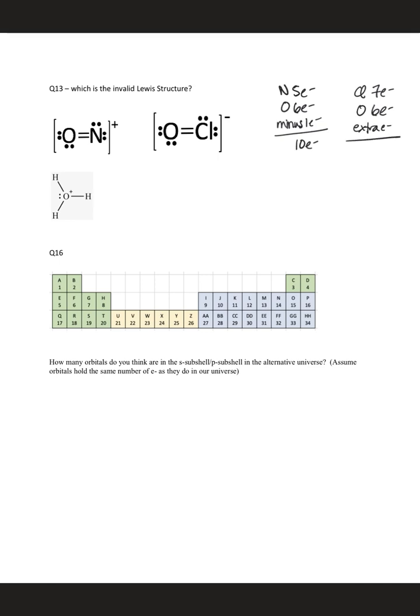An extra electron, so we should have 14 electrons in this structure. And so let's look, and we've got 2, 4, 6, 8, 10, 12. So this one has too many electrons, this one has too few electrons. In either case, the invalid structure is either this one or this one.